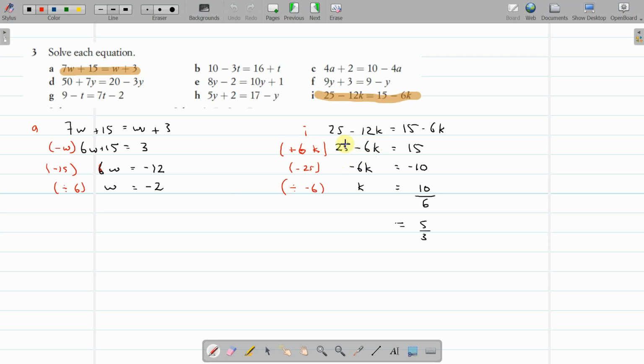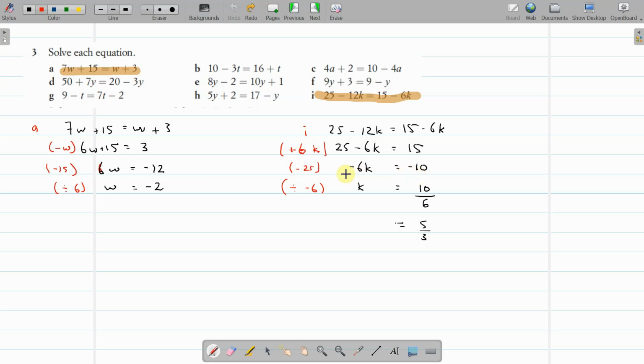Okay, next step, get rid of this 25 from here, because we just want the minus 6k, and we're getting to the fact that we've got to just have k on this side. So I'm going to get rid of the 25 by doing minus 25. Once we apply minus 25 to here, the 25 goes. 25 minus 25 is nothing. Gone. Leaves us with minus 6k equals, this side do the same, 15 minus 25 is minus 10.